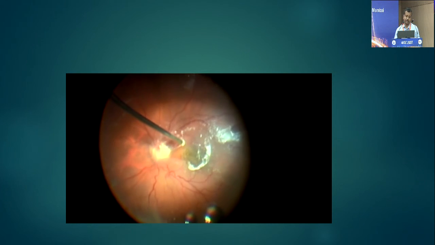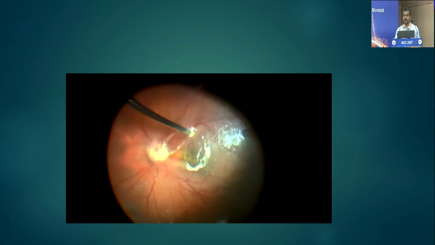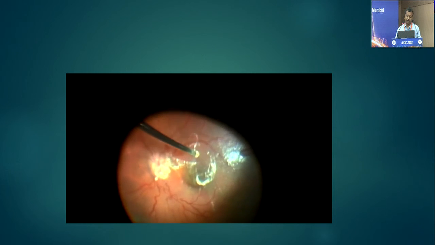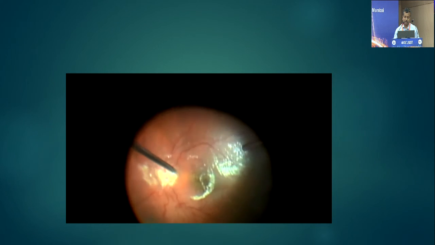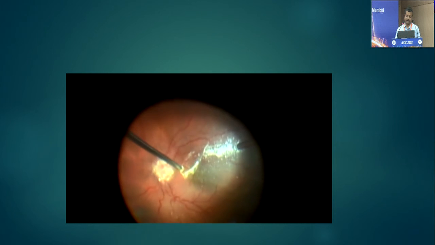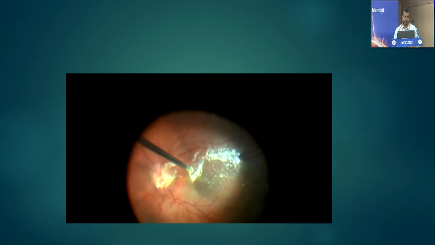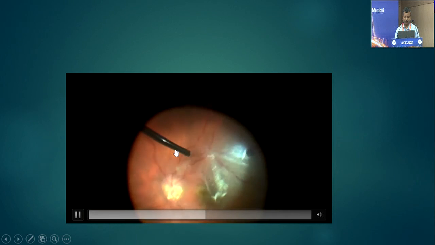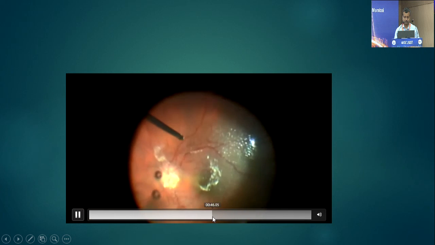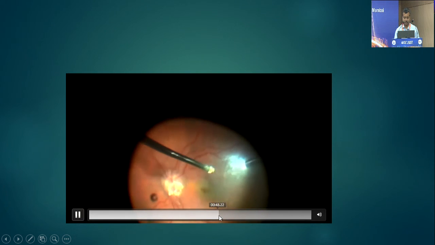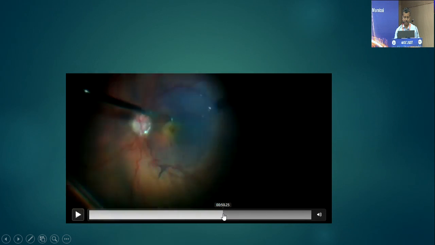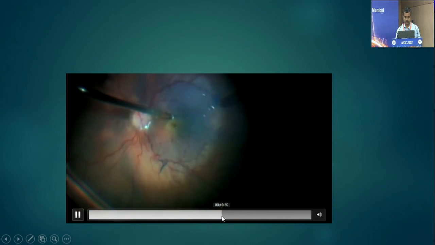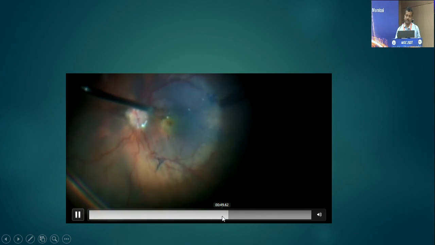After the PVD induction, there can be two steps. Some surgeons would prefer injecting the brilliant blue directly over the retina. And some people might do a fluid air exchange and then inject the brilliant blue. Both techniques are good, but personally, I do it with the fluid air exchange because I feel the staining is better with the help of a fluid air exchange. So after the complete vitrectomy, I did a fluid air exchange and this is the start of the peeling, as we have mentioned earlier.